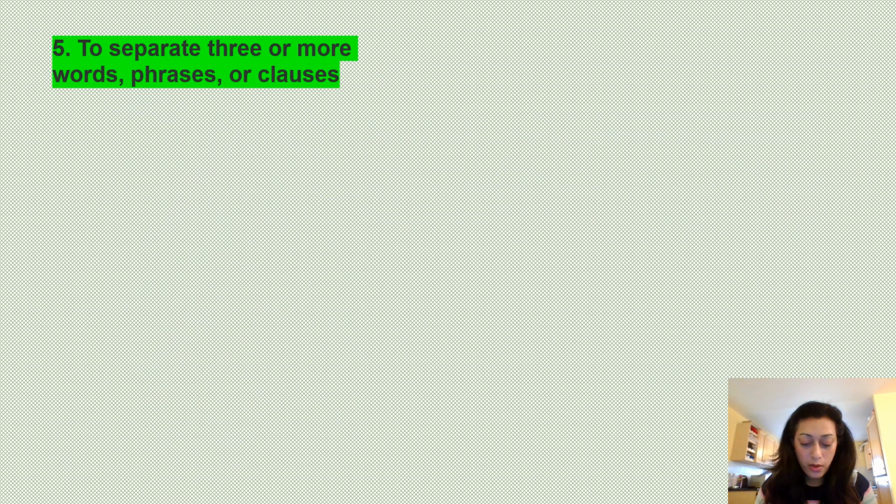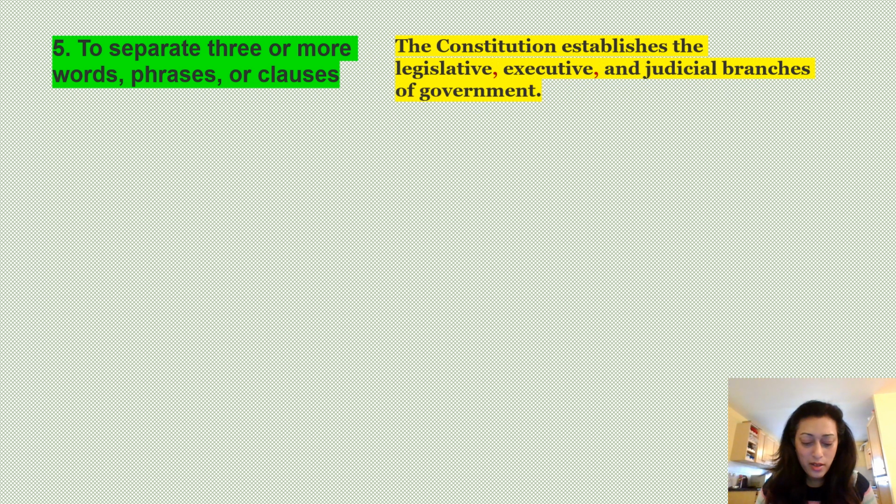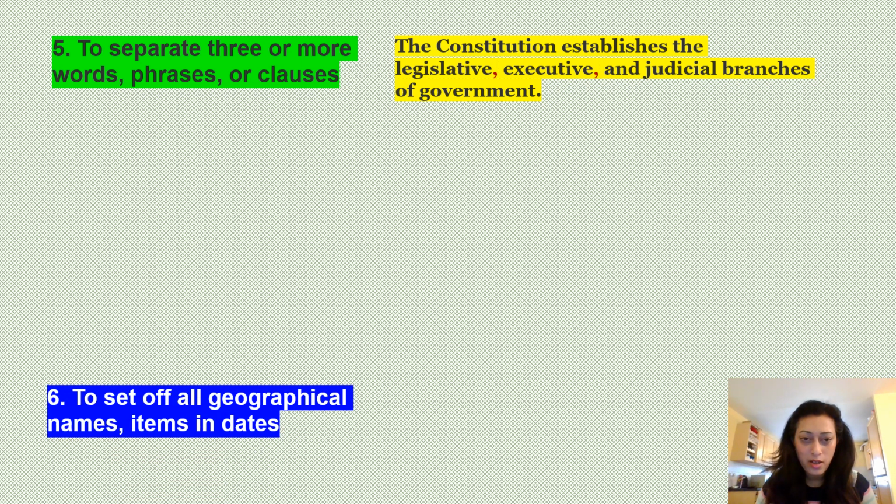Also, we use commas a lot, so that's why there are a lot of pointers on that. Use commas to separate three or more words, phrases, and clauses written in a series. For example, the Constitution establishes the legislative, executive, and judicial branches of government.